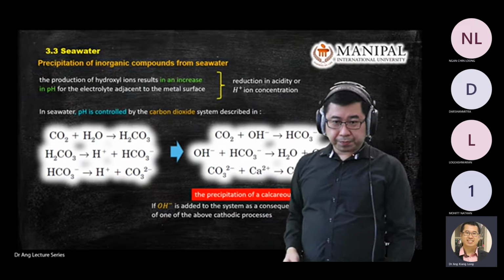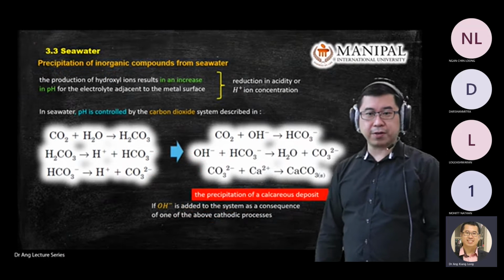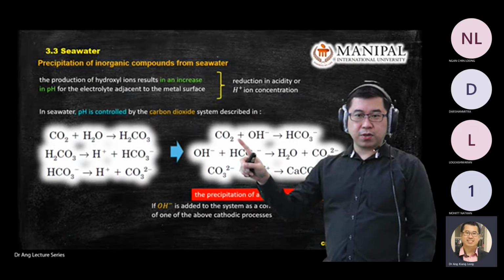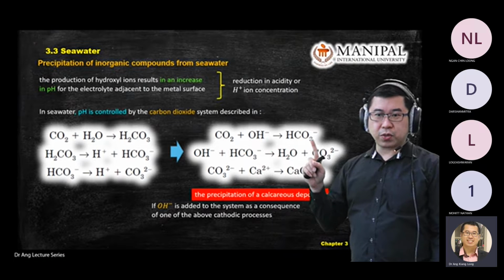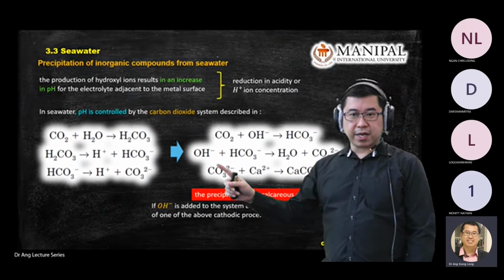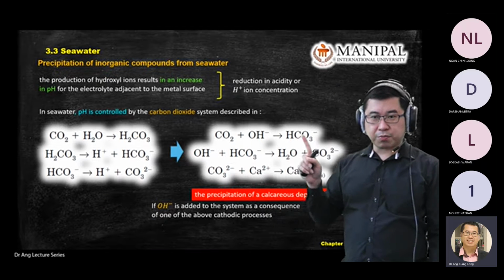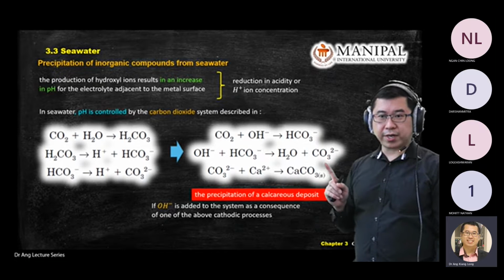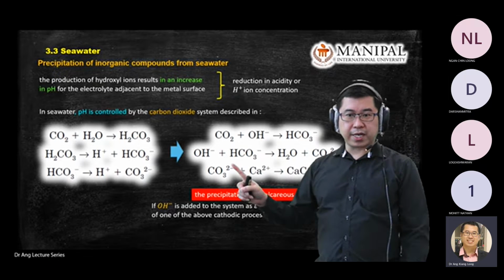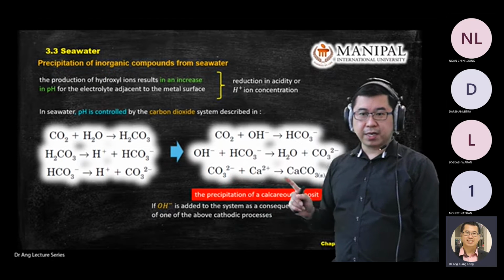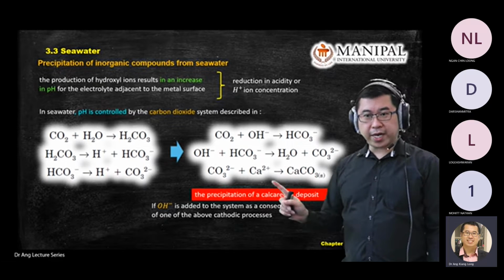This is another one. What happens if you add hydroxyl into this process that I mentioned just now? When you add carbon dioxide and the hydroxyl, it becomes HCO3 negative. And then another OH negative plus this product becomes water, and you get CO3 2 negative. And CO3 2 negative plus calcium, you will get calcium carbonate products. Where does this calcium come from?